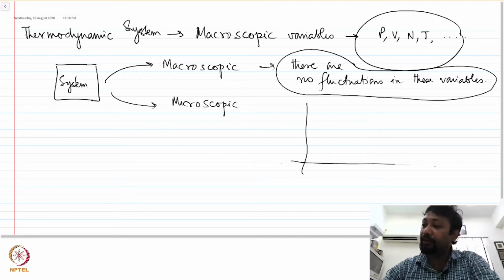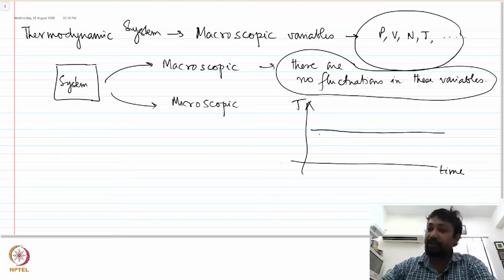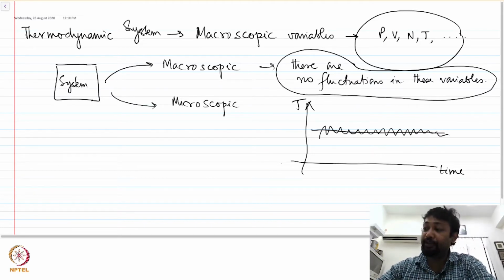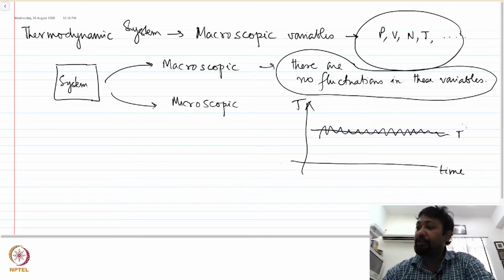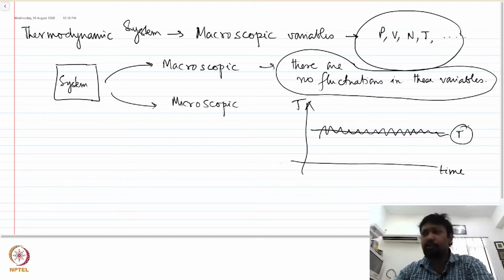Clearly, if I, for example, measure temperature as a function of time, then thermodynamics tells me that this temperature is a constant number. There are no fluctuations. In reality, of course, if you measure, there is going to be fluctuation about this average. And this average temperature is the one which describes this system within thermodynamics. It's also true for pressure, right? And if it's an open system, which means it can exchange particles with the environment, then of course your particle number will also vary. But we will come back to the essence of this. But in reality, this doesn't happen.